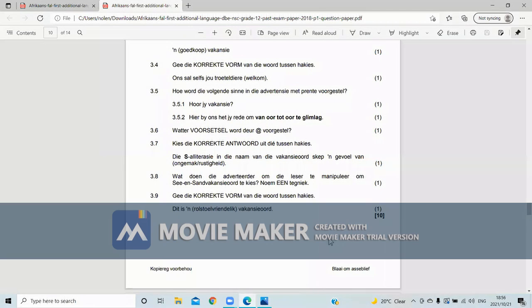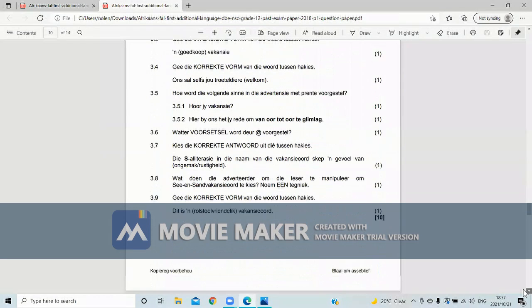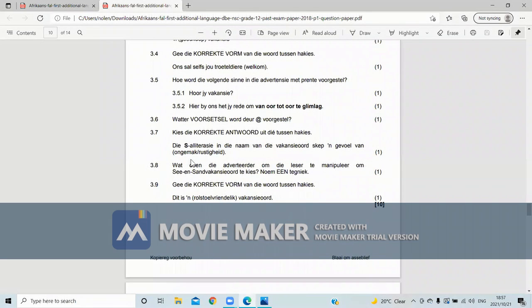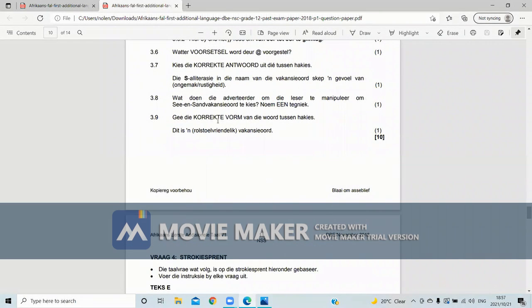Okay, the next one, 3.7. Die s-alliterasie in die naam van die vakansieoord skep 'n gevoel van rustigheid. Okay, so the S-alliteration in the name. The name of this place is See en Sand Vakansieoord, so sea and sand holiday resort. Does that give us a feeling of uncomfortableness or peacefulness or calmness? So it's rustigheid. If you know those words, then you just use common sense. They don't want to create a feeling of discomfort. They want to create a feeling of comfort or peace. Okay, 3.8. Wat doen die adverteerder om die leser te manipuleer?